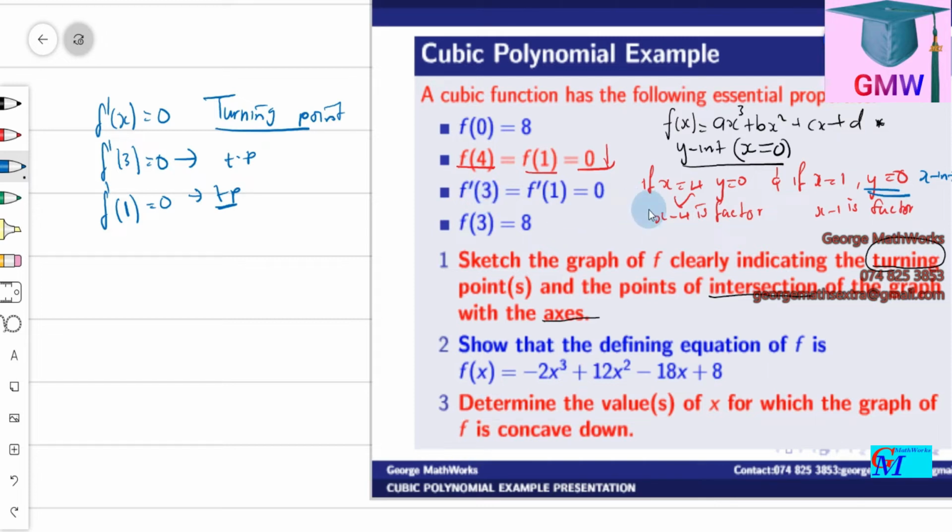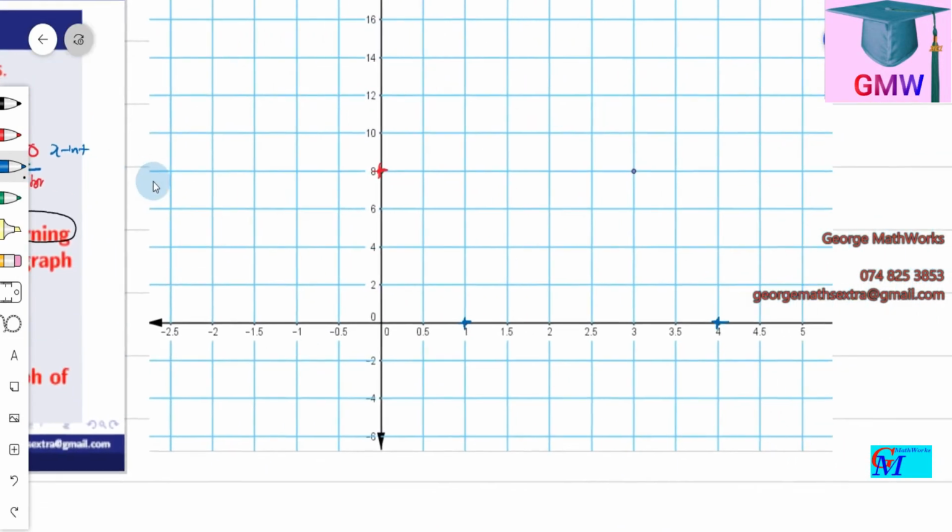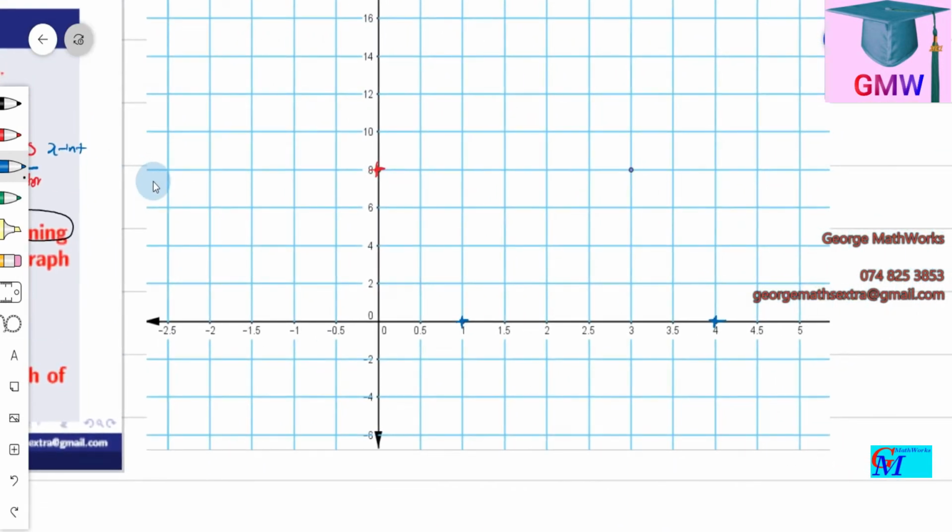So I'm going to mark these points. We already have them. We already have one as the x-intercept. So here, I know that my graph is going to turn at this point here. We already have the point. When x is equal to 3, I am going to have a turning point, but the graph is not going to turn here when x is equal to 3.